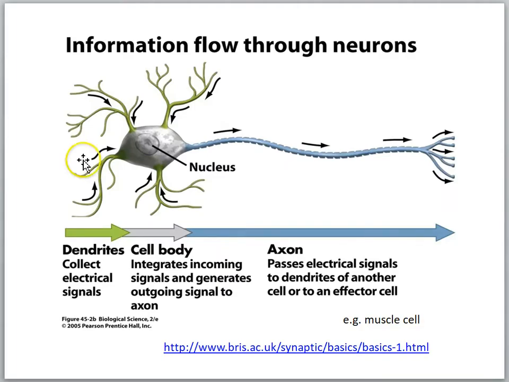So what we have then is information flow through a neuron. The dendrites are collecting, they're detecting all the chemicals at the synapse, which are transformed into electrical signals. The cell body is going to be integrating, adding up all of the electrical activity on the dendrites, and if it reaches a threshold, then it will generate the output signal called the action potential, and the axon will carry that electrical signal down to the terminals, and the terminals will release chemicals onto the next neuron in the chain.